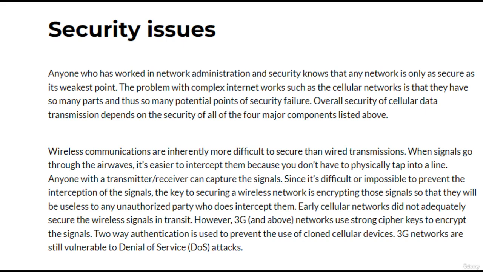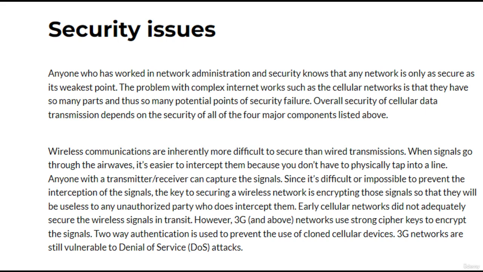on the security of all of the four major components listed above. Wireless connections are inherently more difficult to secure than wired transmissions. When signals go through the airwaves, it's easier to intercept them because you don't have to physically tap into a line. Anyone with a transmitter receiver can capture the signals, since it's difficult or impossible to prevent the interception of the signals. The key to securing a wireless network is encrypting those signals so that they will be useless to any unauthorized party who does intercept them.